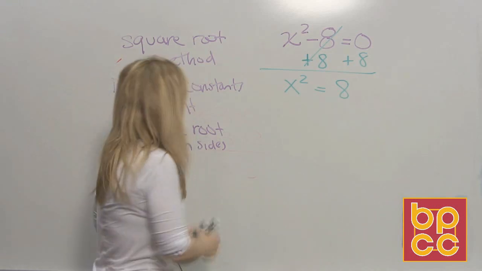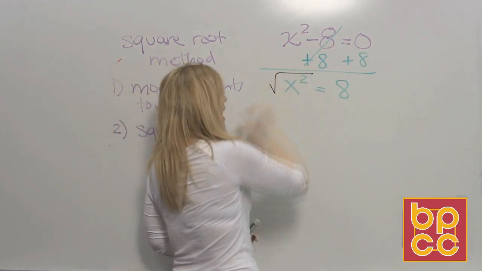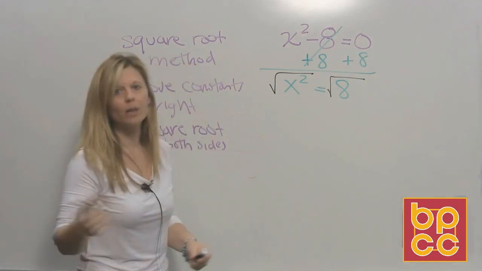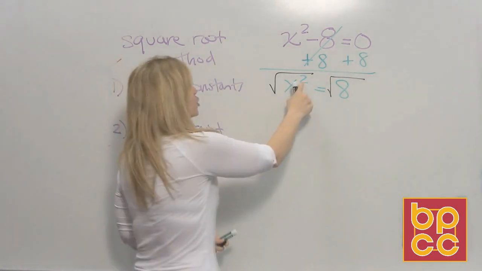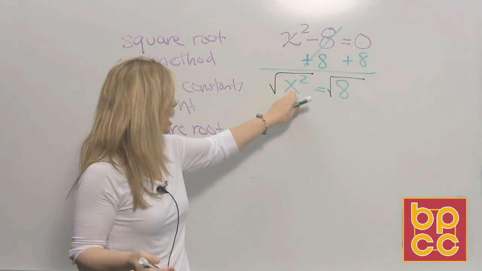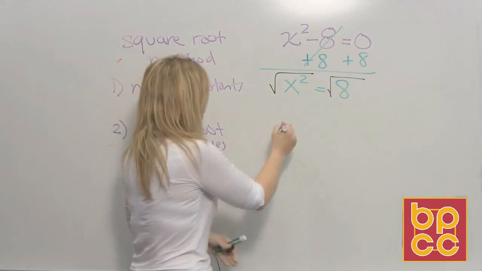So, we're going to square root the left side. We're going to square root the right side. What have we already learned from chapter 15 about squares and square roots? Well, they undo each other. What times itself is x squared?